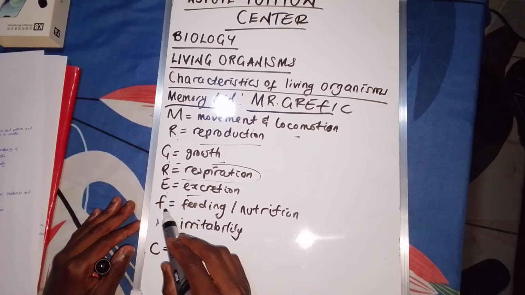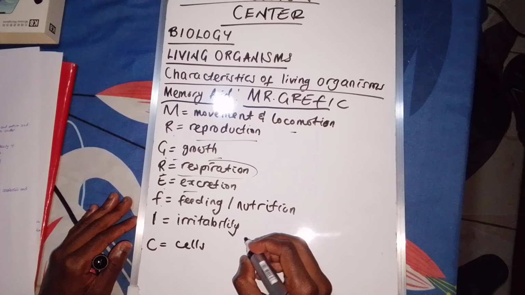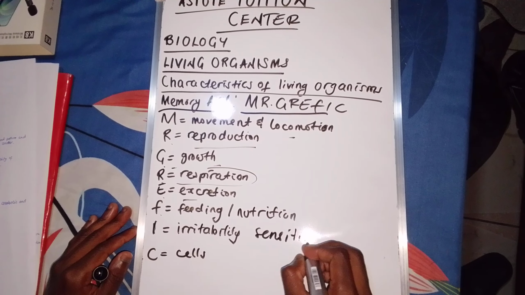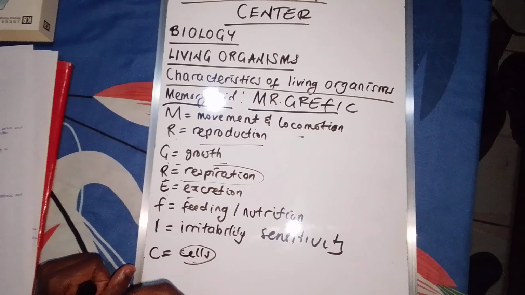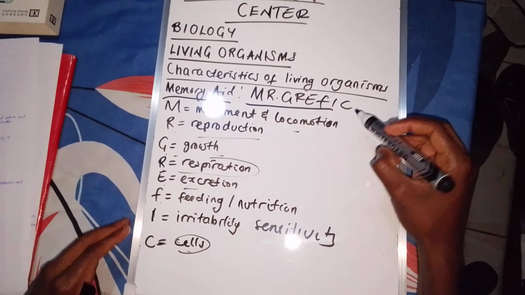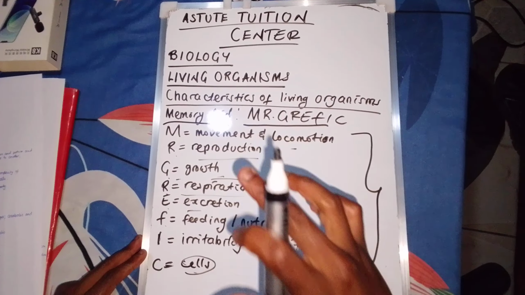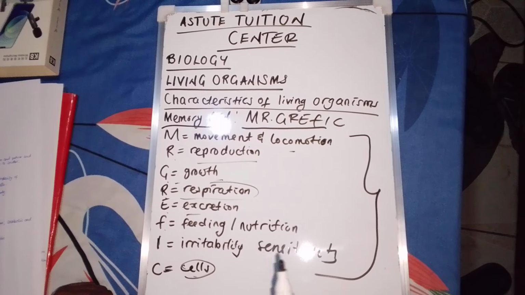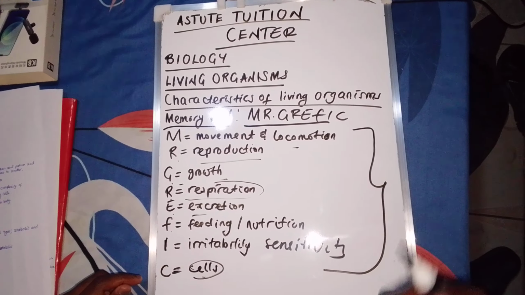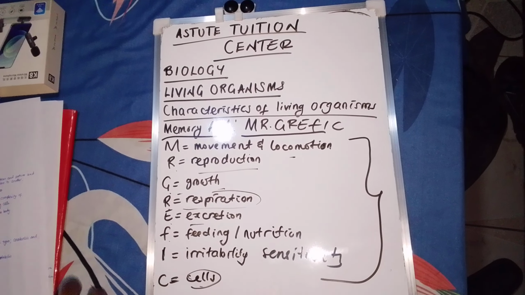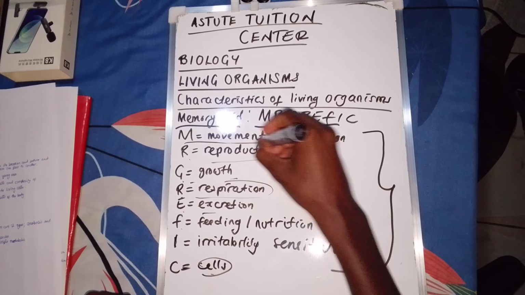E means excretion, F feeding and or nutrition, I means sense irritability or sensitivity, and C means cells. So one thing that you should notice is that throughout the whole syllabus for biology, we're just going to be looking at these eight characteristics of living organisms, except that as we go on, we'll be looking at each characteristic in depth. But for now, we're just focusing on a glimpse of the characteristics. So let's come to the first one, which is movement.